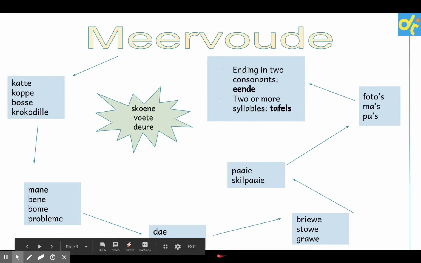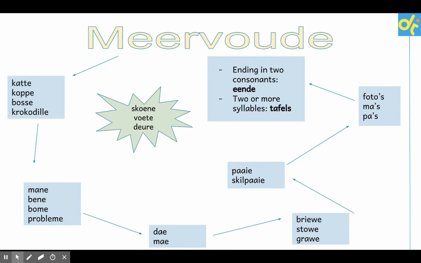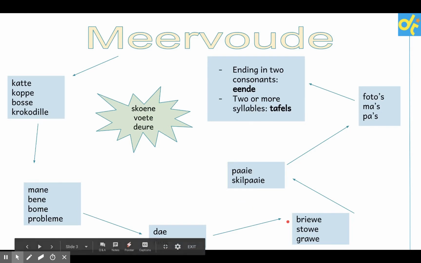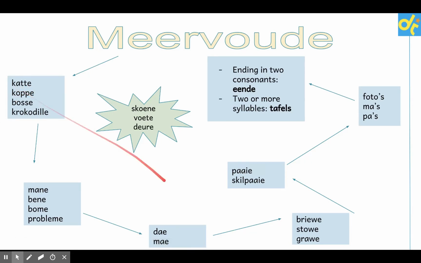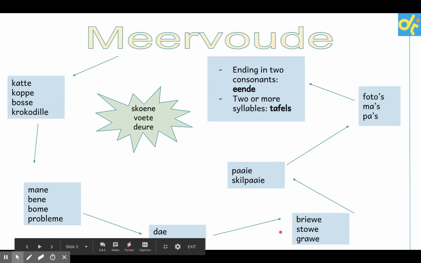We've got the words ending in G's, like we said, dae, and ma, as you can see there. So then we move on here to our briewe, stowwe, grawe. Remember, the F changes to a W. Don't forget that if it's a short vowel ending in F, you'll have a double W. So apply your short vowel rule when you end your word in an F with a double W. In this case, we're working with long sounds. In other words, that's why there's only one W there.